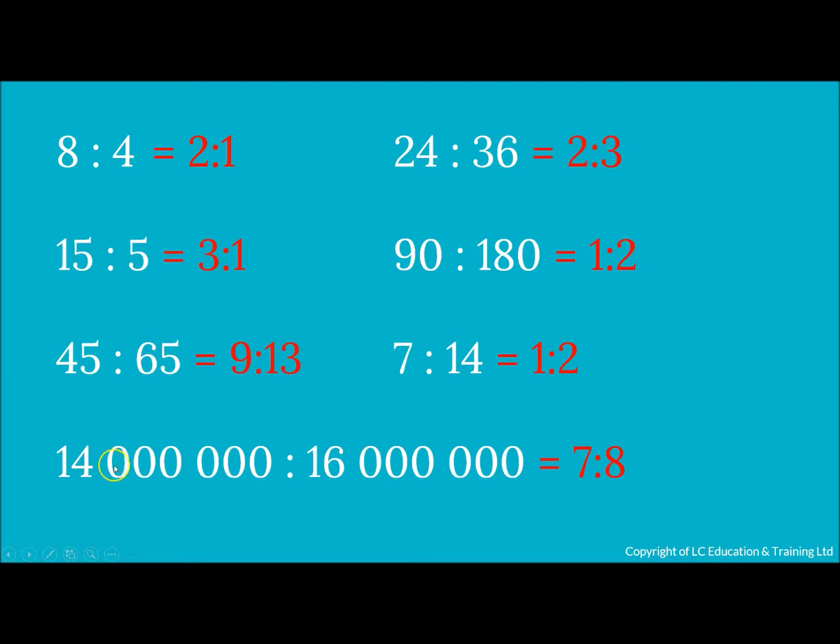And this big number, because there's 6 zeros on each of them, you can knock them all off, divide them each by 1,000,000, which gives you 14 to 16, and then easily halve that to get 7 to 8. So well done if you got all of those right. Don't forget to always simplify as much as you can.